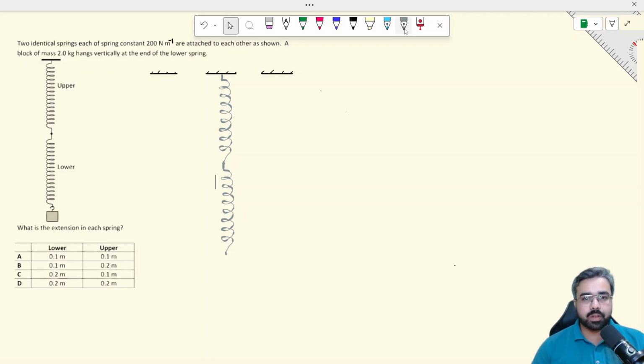So the questions about series and parallel combinations of springs are another challenging and confusing topic for IB students. Well, in this question, I will not just find the answer, but I will tell you conceptually what happens if we hang an object from a spring. Will the two springs have an equal extension after the attachment of the block or not, and how is the force distributed? Okay, so let's dive into the question.